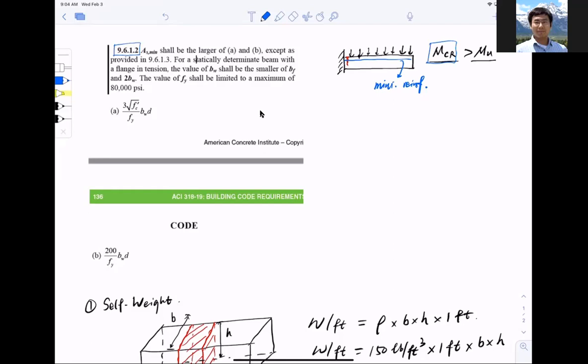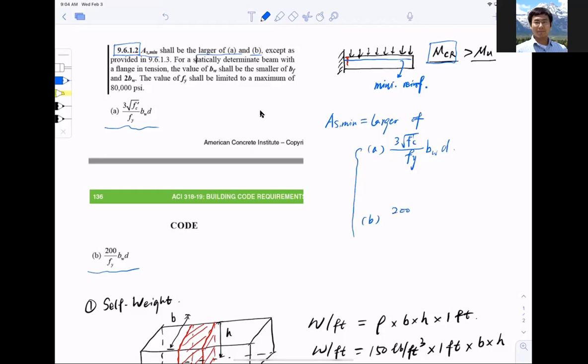Here are the two equations. I just copied them from ACI, and I want to read them out loud so we can go through some details. A_s,min shall be the larger of A and B. Basically A_s,min, the minimum reinforcement, should be the larger of two things: A, 3 times the square root of f'c divided by f_y, times b_w d; and B, 200 divided by f_y, times b_w d.